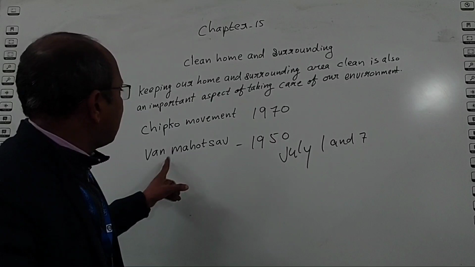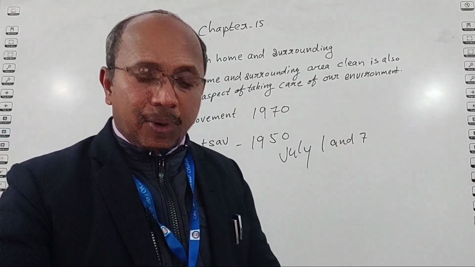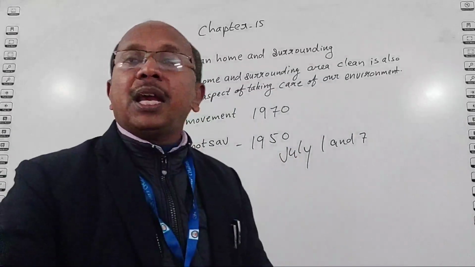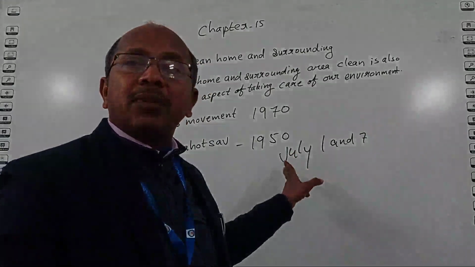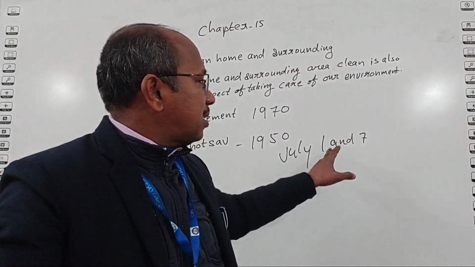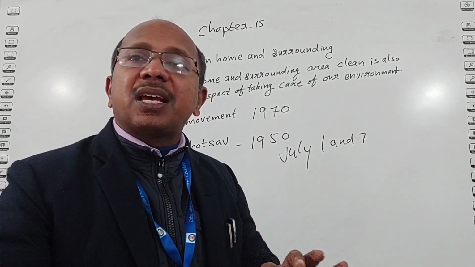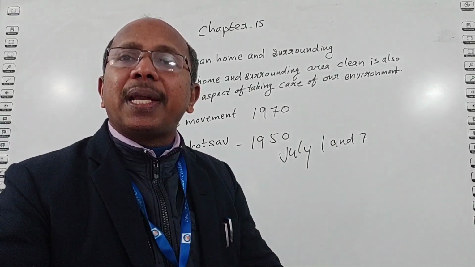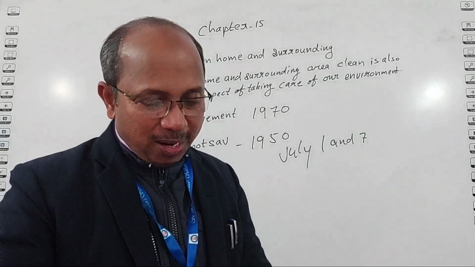Next topic we were studying is the Vana Mahotsava. It was introduced by the famous K.M. Munshi. In which year was it started? 1950. It is celebrated every year in India. In which month? The month of July, 1st to 7th. The main aim of the Vana Mahotsava is that every child should plant one tree. What do you want to do? All the children want to plant one tree.